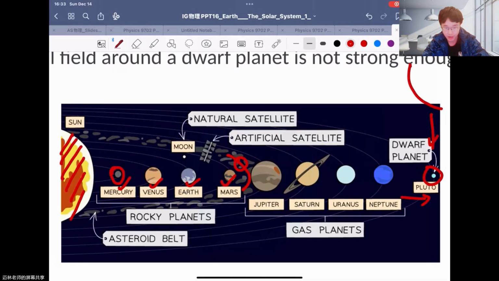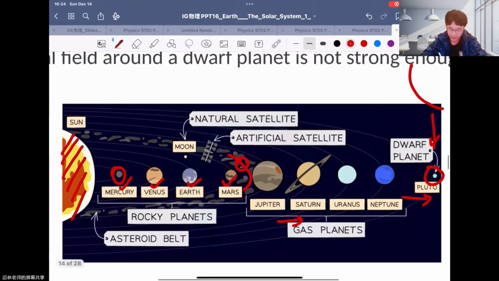On the left, there are four rocky planets. They are all made of solid material, like rock, sand, or dirt, so they are rocky planets. But on the right, there are Jupiter, Saturn, and Neptune. They are gas planets. So there is a line that divides them into two parts. This is the asteroid belt.